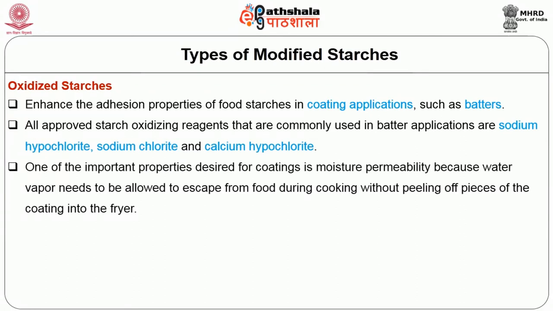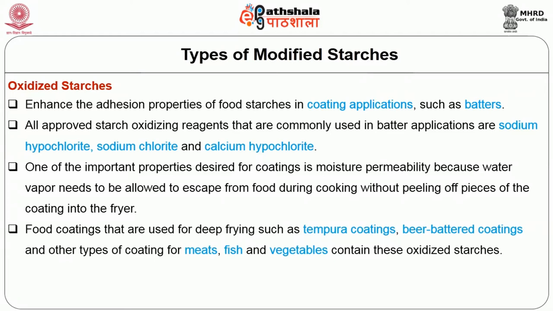One of the important properties desired for coatings is moisture permeability, because water vapor needs to be allowed to escape from food during cooking without peeling off pieces of the coating into the fryer. Food coatings that are used for deep frying, such as tempura coatings, beef battered coatings, and other types of coatings for meats, fish, and vegetables, often contain these oxidized starches.